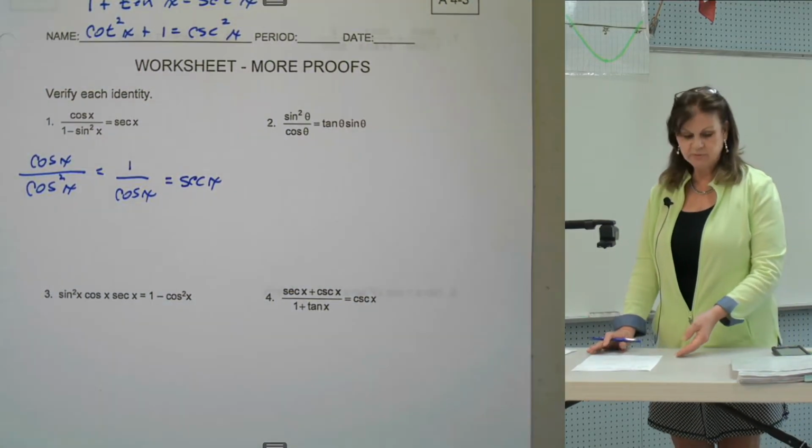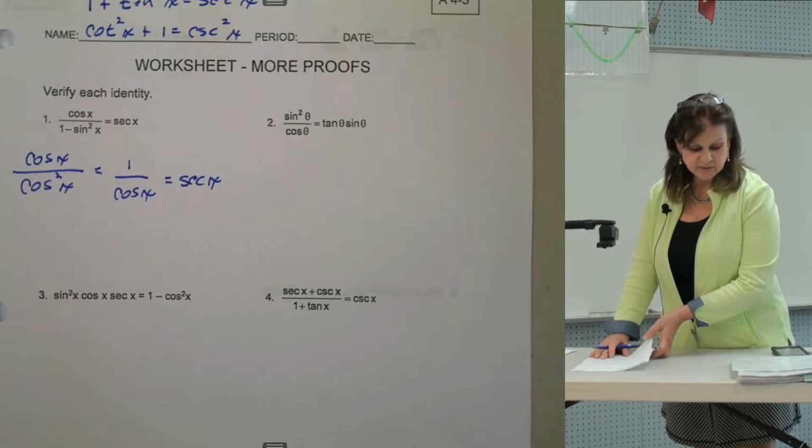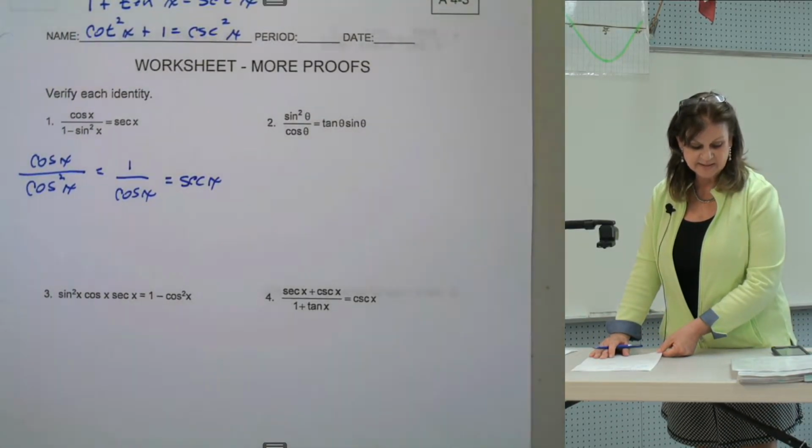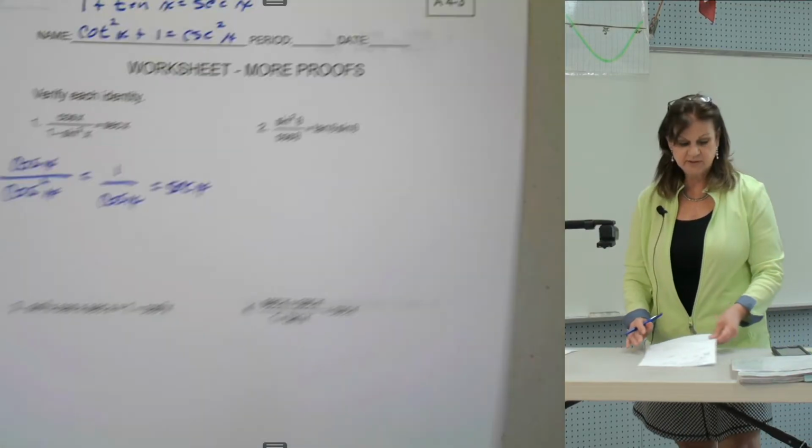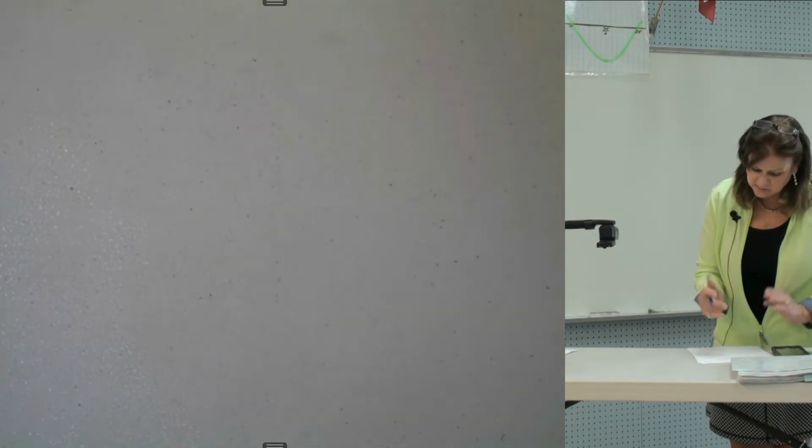Okay, try problem 2. We're trying to make sine squared over cosine look like tan sine. I'll put the answer and the directions up in just a second. And that's what we're going to do. We're going to be working back and forth across the page.